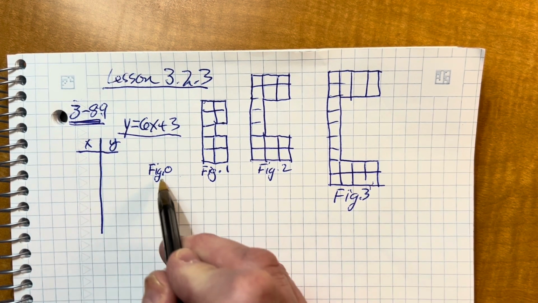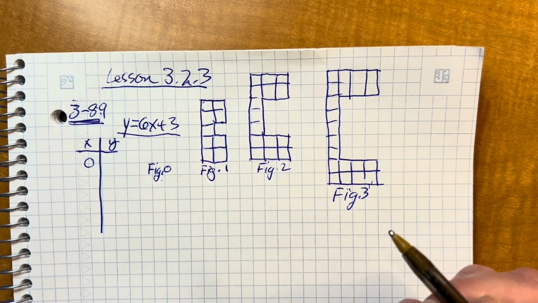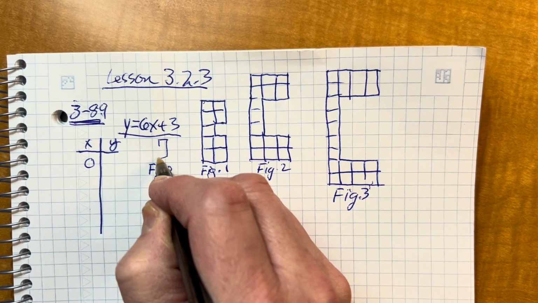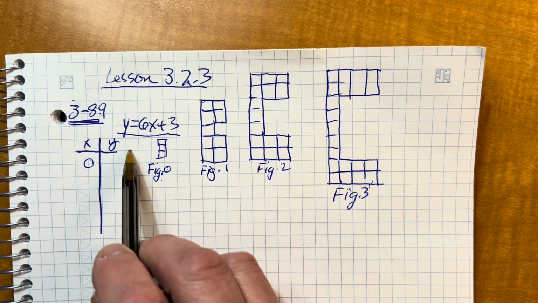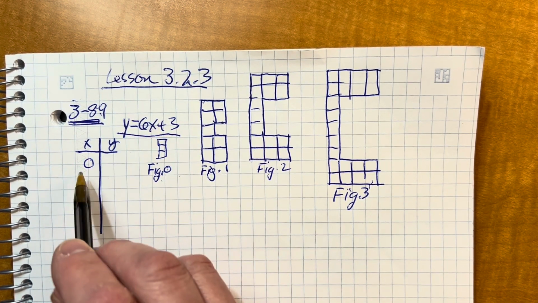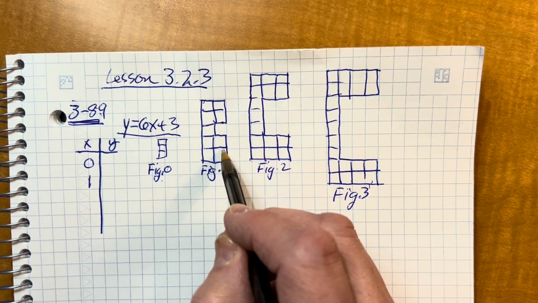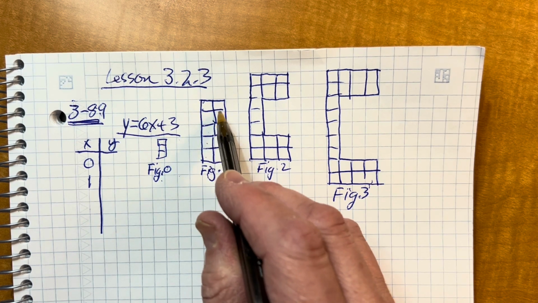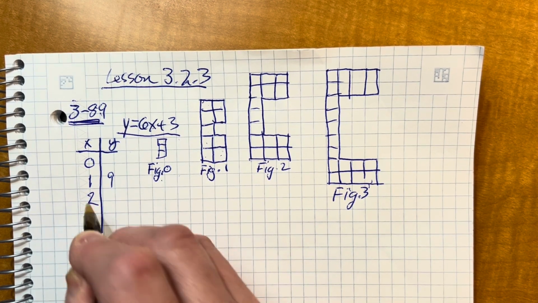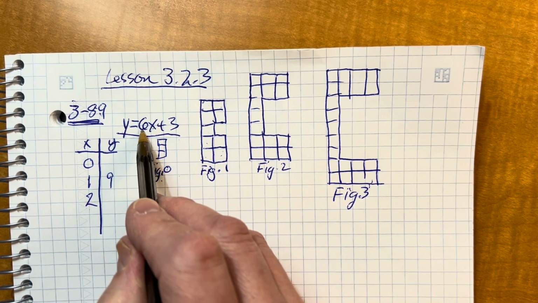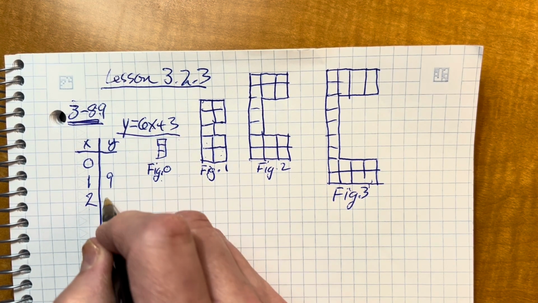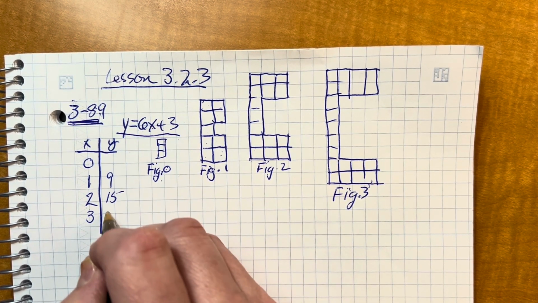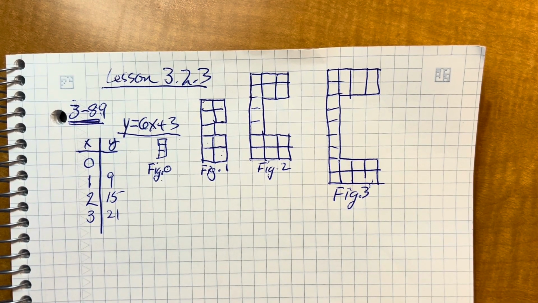So if I'd said x equals 0, what does that look like? Well, figure 0 would be just 3 little cubes. 1, 2, 3, because that's how much it's worth if x is 0. And if x was 1, that is going to equal 9. 1, 2, 3, 4, 5, 6, 7, 8, 9. If x is 2, figure 2, that's going to be 2 times 6 is 12 plus 3, that's 15. And it goes on. Figure 3 would be 18 plus 3, which is 21. And you can count those on your text to see what they are worth.